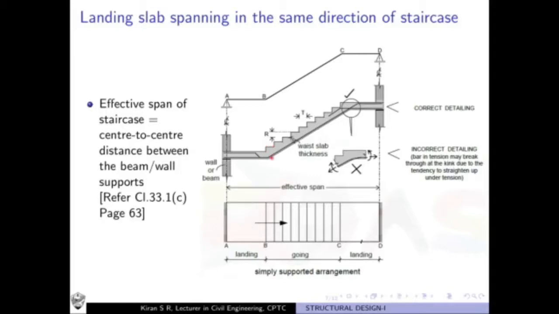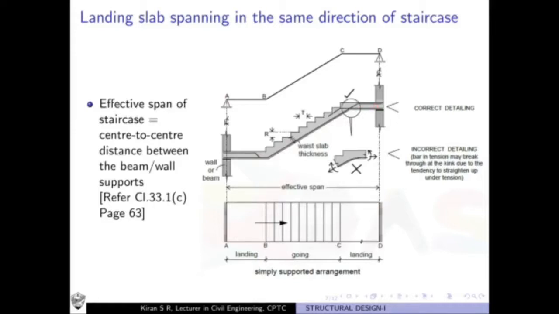Okay, so it is essentially a waist slab. You see here there is a waist slab on top of which you have small triangular shaped steps. And since the waist slab behaves as a one-way slab, you have to provide the reinforcement at the bottom where the tension is likely to develop.